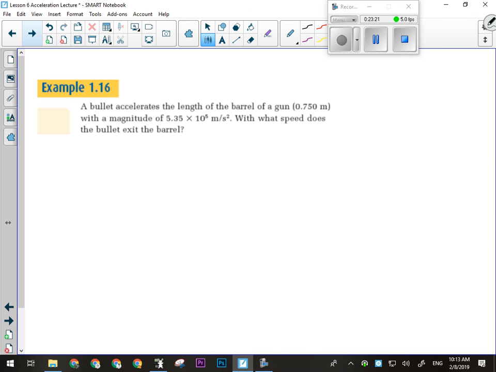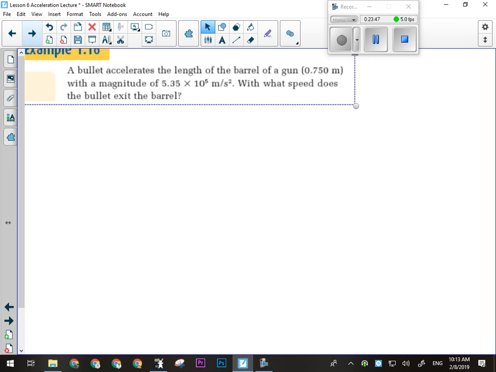Copy this one down. We've got a bullet accelerating through the barrel of a gun, which is 0.750 meters long, with a magnitude of 5.35 times 10 to the 5 meters per second squared. That is an incredibly large acceleration, but that's how bullets work. They're propelled by an explosion. What speed does the bullet exit the barrel? So we'll be looking at that here. I'll give you a sec to get it copied down. I'll make it a little bigger.